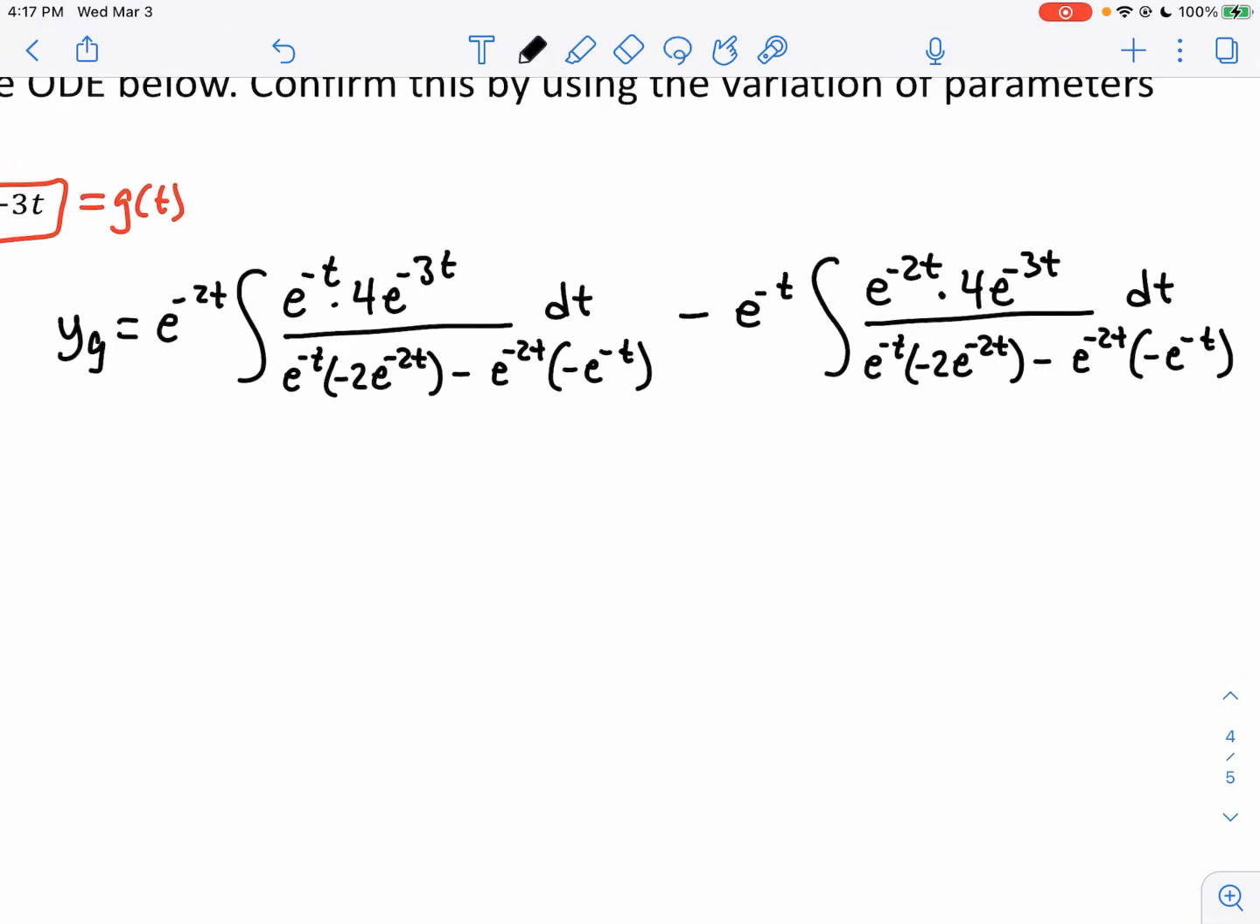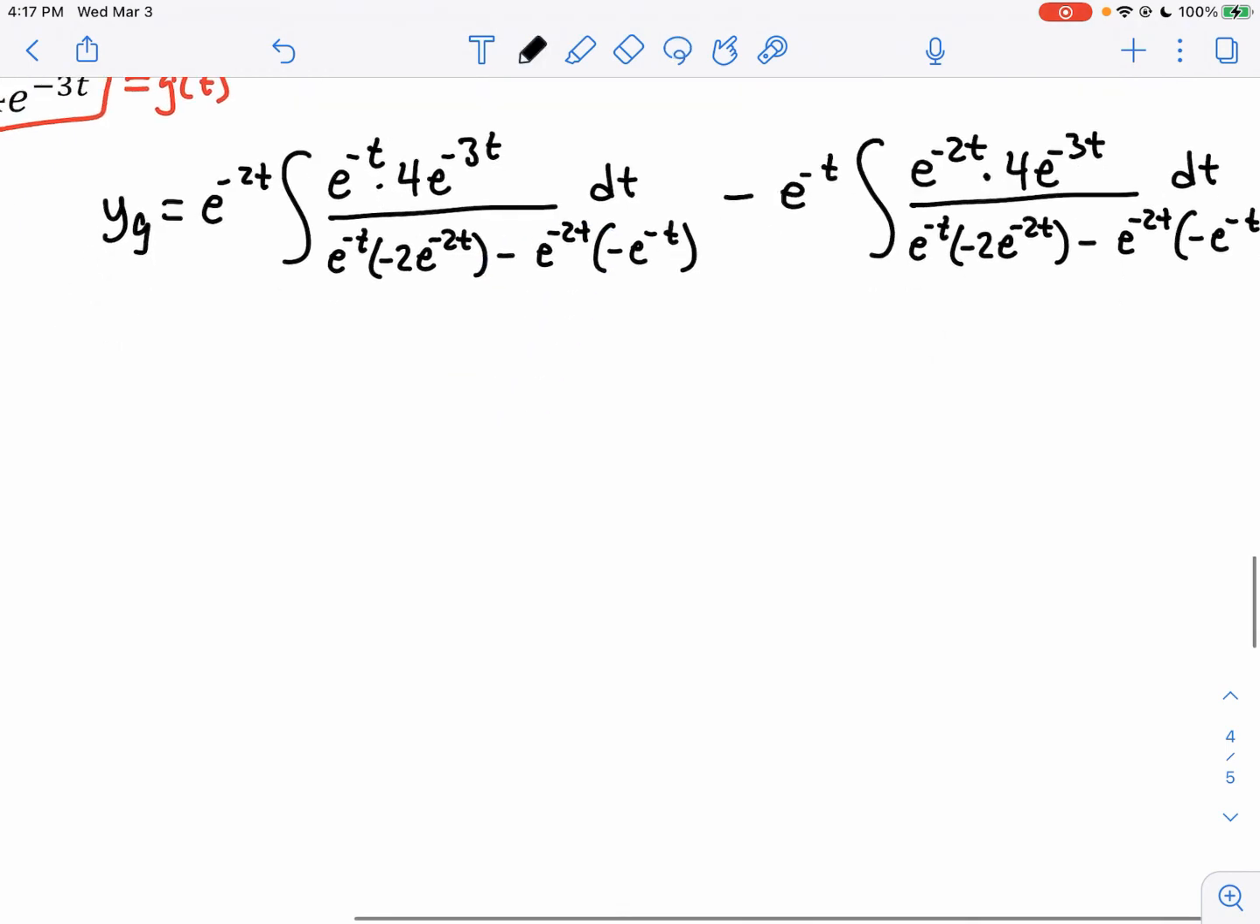Okay, now let's focus on these denominators and see if we can simplify them. Let's see, the e to the negative 2t times e to the negative t is going to be e to the negative 3t. And we're going to have negative 2 plus 1. So we're going to have negative 1 e to the negative 3t is what both of these become. So let me do this in a couple steps here. I don't want to do too much in one step.